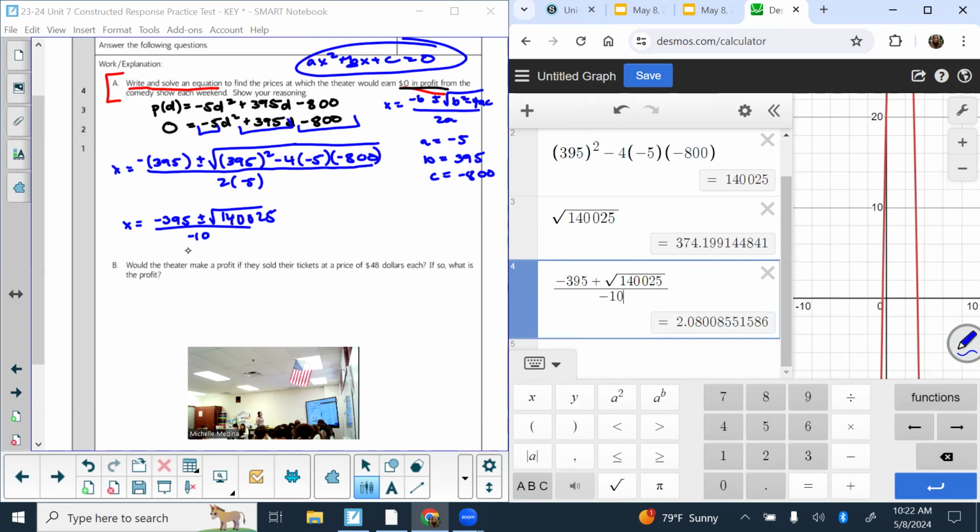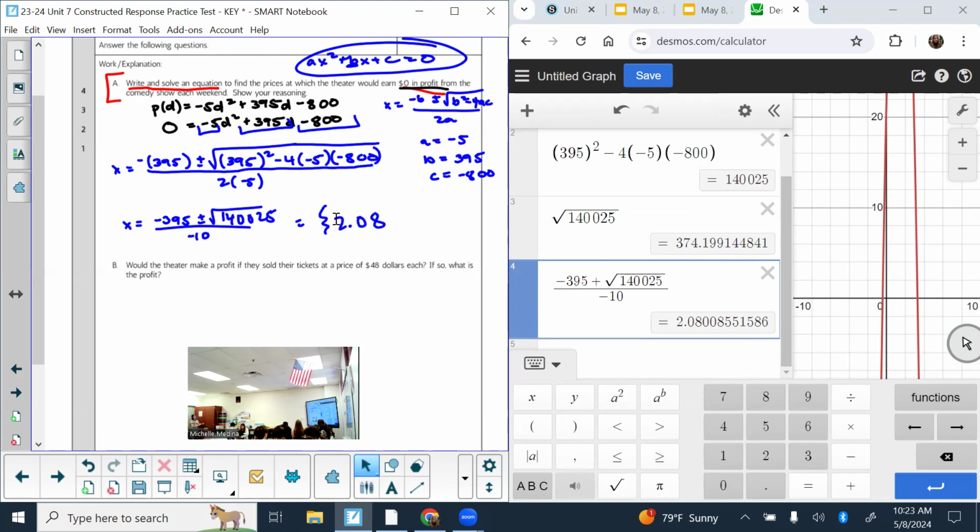Is it possible to have a ticket cost $2.08? I don't see why not. It's not like it's negative. We wouldn't have any negative ticket prices. So I would include that.